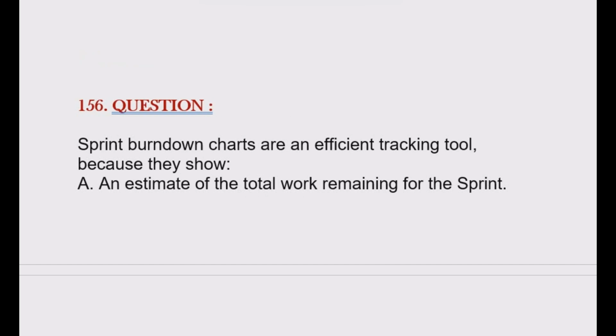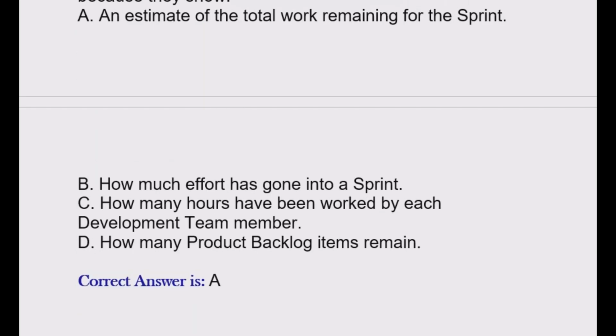Question is, sprint burn down charts are an efficient tracking tool because they show: Option A, an estimate of the total work remaining for the sprint. Option B, how much effort has gone into a sprint. Option C, how many hours have been worked by each development team member. Option D, how many product backlog items remain. Correct answer is option A.